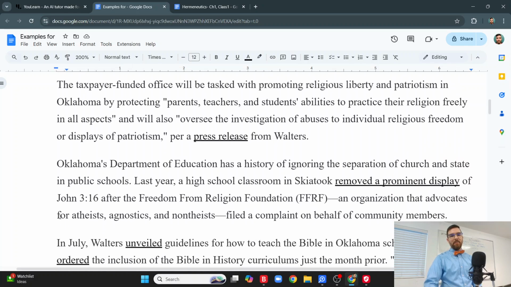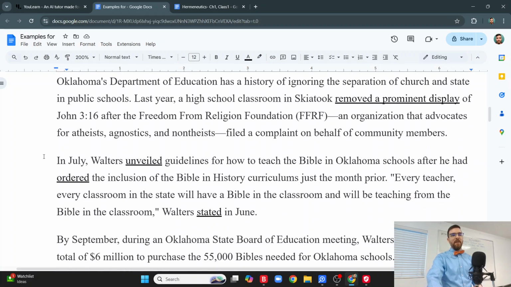Taxpayer-funded office will be tasked with promoting religious liberty and patriotism in Oklahoma by protecting parents, teachers, and students' abilities to practice their religion freely in all aspects, and will also oversee the investigation of abuses to individual religious freedom or displays of patriotism, per a press release from Walters. And if you're reading it on the website, you could click on that and see the press release. Oklahoma's Department of Education has a history of ignoring the separation of church and state in public schools. Last year, a high school class in Skiatook removed a prominent display of John 3:16 after the Freedom from Religion Foundation, an organization that advocates for atheists, agnostics, and non-theists, filed a complaint on behalf of community members.